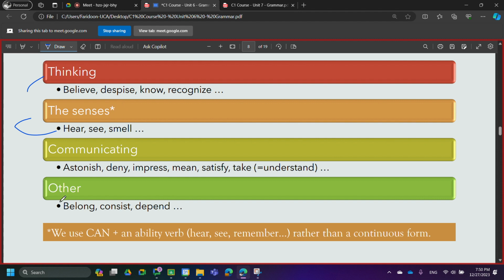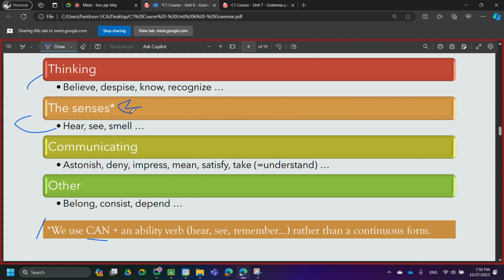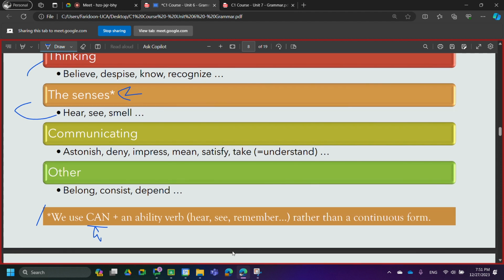So we have an asterisk here. In here, we do also have more clarification about it. We use the modal verb can plus an ability verb like hear, see, smell, or remember, rather than a continuous form. So even if you're talking about an activity or a sense verb that you're doing right now, and you want to make sure that the other person knows that what you're talking about is taking place right now, you cannot use the ing. It's better to use this structure: can plus an ability verb. So instead of saying, hey, I'm hearing you, say, I can hear you. Instead of saying, I'm smelling you, you can just say, I can smell you. Okay, so all of them are really, really good.